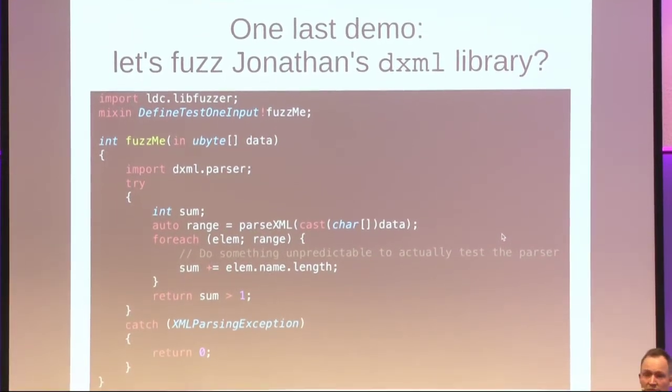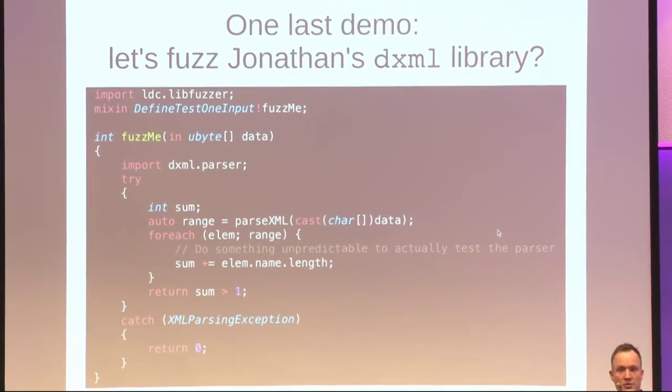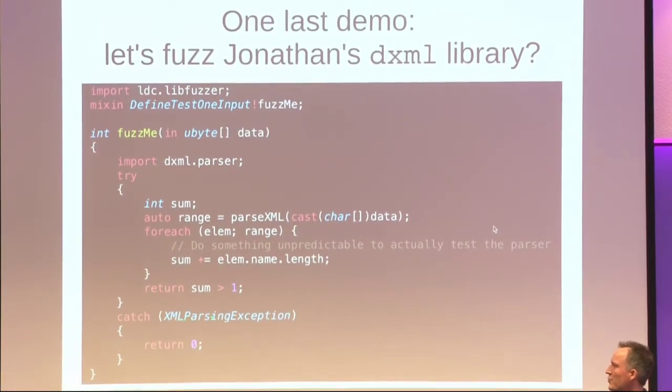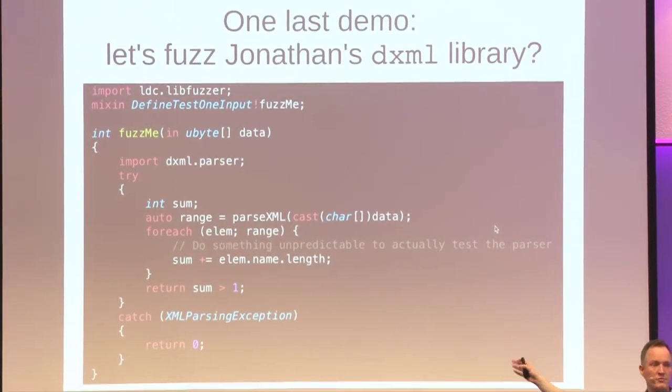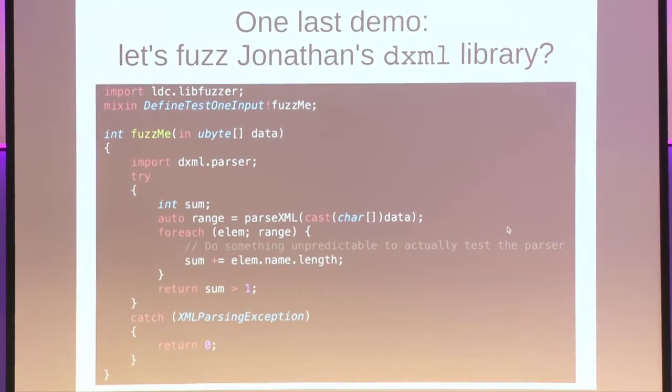If I'm correct, the parse XML function can throw an exception, which is good, because then it reports to the user, you did something wrong. And that exception is XML parsing exception. In all other cases, this should just work, right? It shouldn't crash your program. So let's see how quick it finds something.